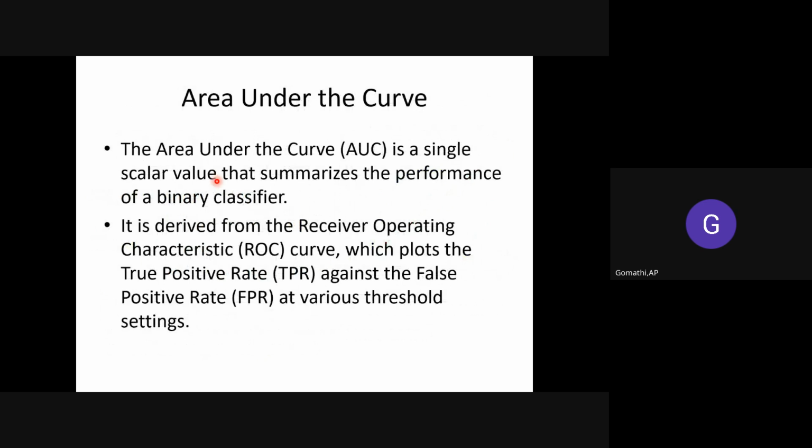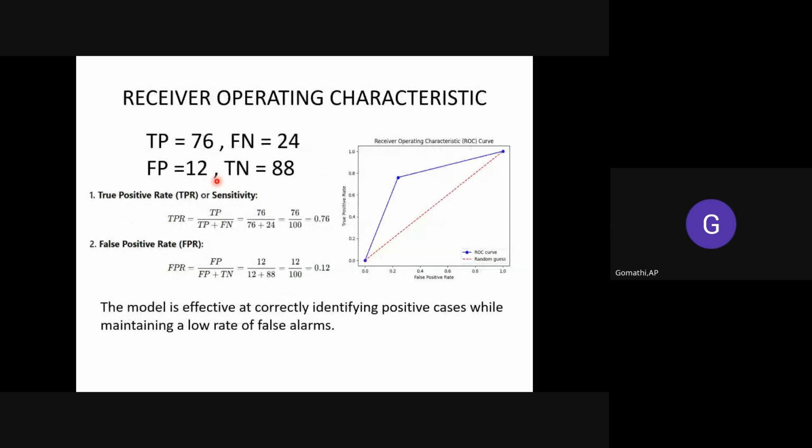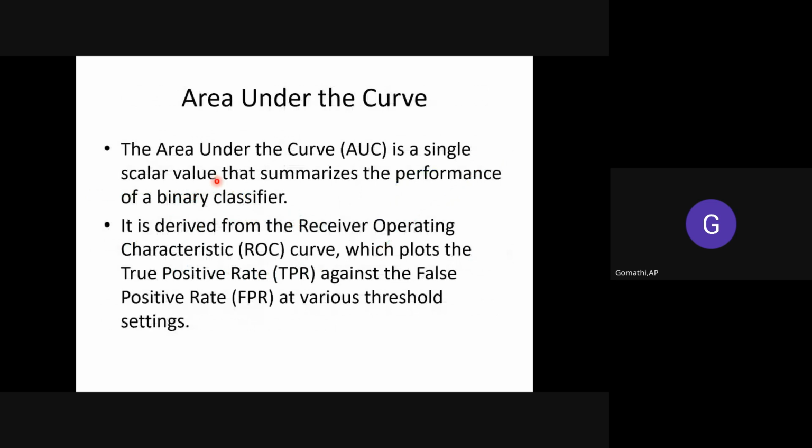Next one, area under the curve. The area under the curve is a single scalar value that summarizes the performance of a binary classifier. Before that, we can use the ROC curve for a binary classifier. Not only for a binary classifier, we can also use a ROC curve for a multi-class classifier.